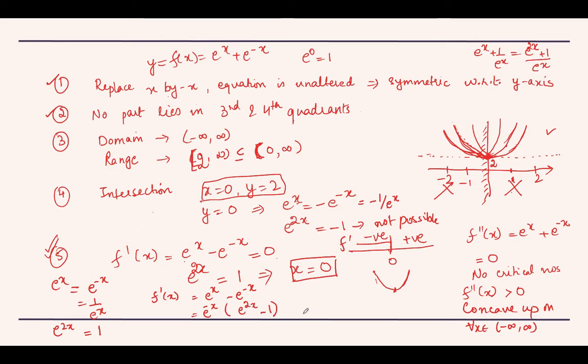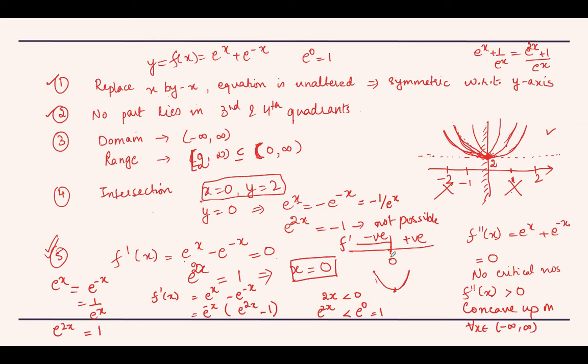Now whenever our 2x, or our x, is negative, e to the power 2x is going to be less than e to the power 0, so that means in this term e to the power 2x is less than 1, and therefore this difference is going to be negative. So that ensures that the sign of f dash to the left of origin is negative.